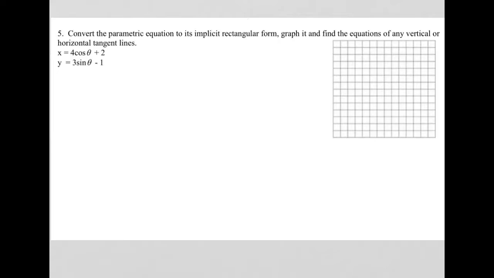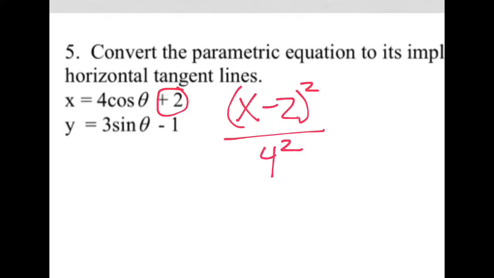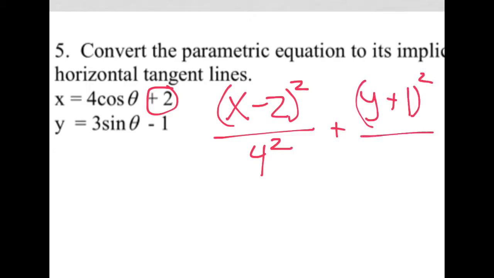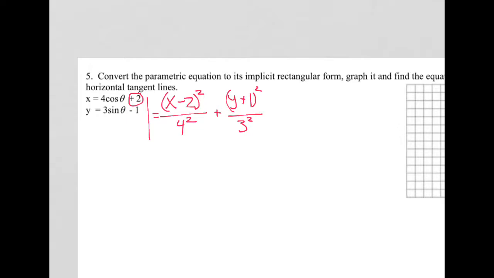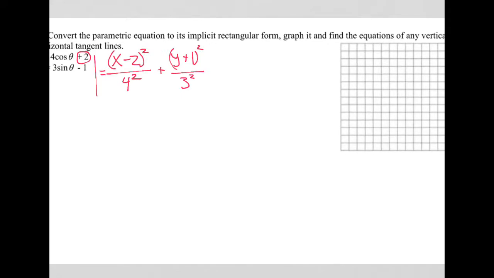Alrighty, well, from my x parametric right here, I am going to get (x minus 2) squared over 4 squared, plus, from my y equation, (y plus 1) squared over 3 squared. And it's an equation, so it has to equal, and it is equal to 1. So there's that equation, which is nice. What do I want to do? There is the rectangular form, and then we want to find some tangent lines.